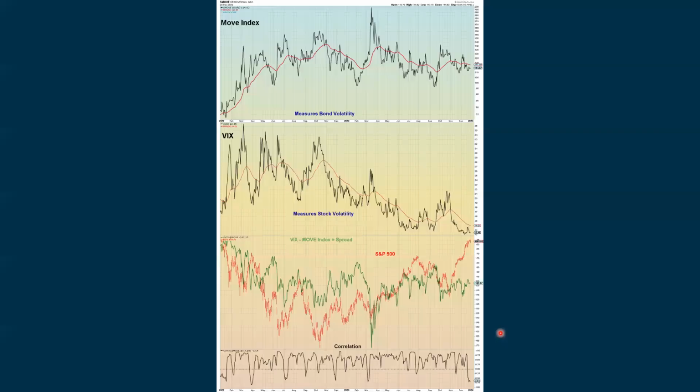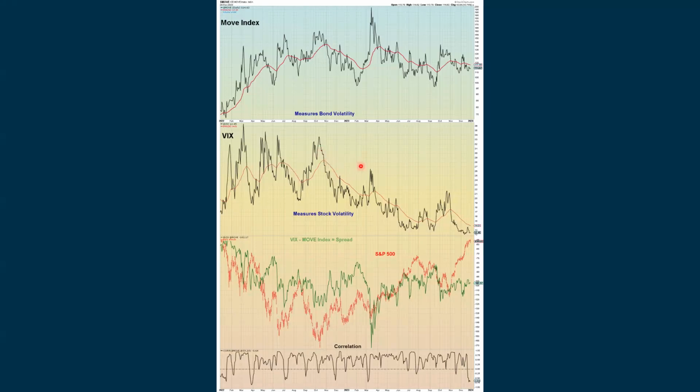Then on top, we look at another type of VIX, and this is called the MOVE Index, where the VIX measures the volatility of stocks. The MOVE Index measures the volatility of bonds. And because the stock and bond markets are very interrelated to each other, that can be kind of helpful for us sometimes. On top is the MOVE Index.